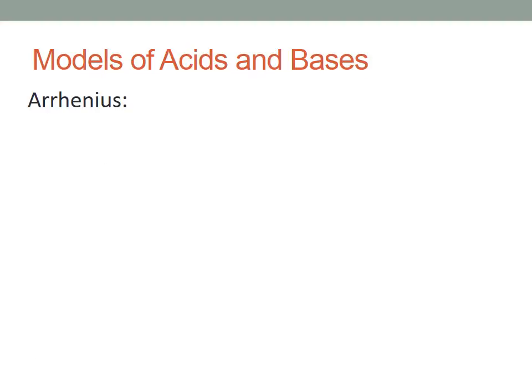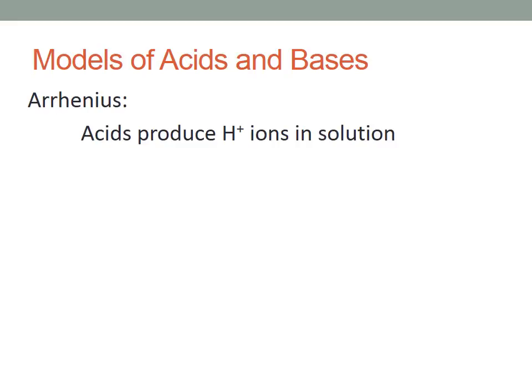All right, let's talk about the models to describe acids and bases. The first model was described by Svante Arrhenius. He was the first person to describe the nature of the acids and bases, and he defined an acid as any substance that produces hydrogen ions in solution. So for example, if we take hydrogen chloride gas and dissolve it in water, it ionizes to produce our hydrogen ions and our chloride ions.